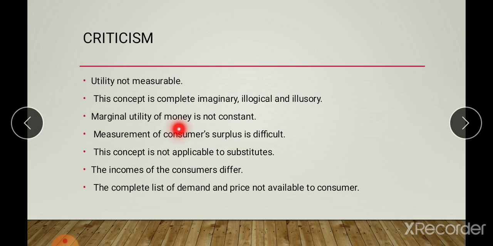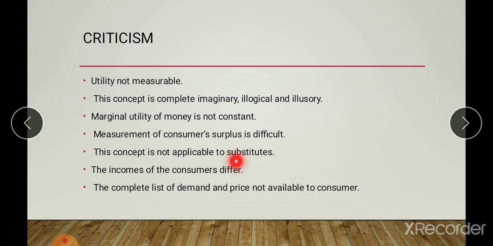And the marginal utility of money is not constant. In assumptions, Professor Alfred Marshall says that the marginal utility of money should be constant, but in reality it cannot be constant. It can vary from time to time. And the measurement of the consumer surplus is difficult. It is so difficult for a consumer to measure consumer surplus when he consumes or buys a commodity. So it is too difficult to measure.